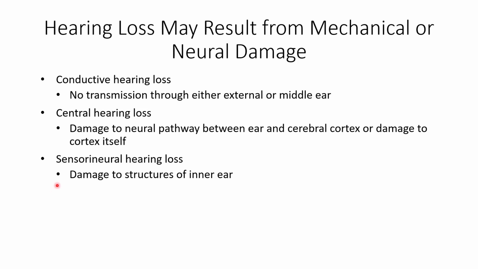And then we can have what we call sensorineural hearing loss, in which we have structures in the inner ear that are actually damaged. The cochlea isn't formed correctly, or the hair cells themselves, over time, start to be destroyed. If you listen to lots of really loud music, or you're around loud machinery all the time, that can cause destruction to the inner ear and to those hair cells.